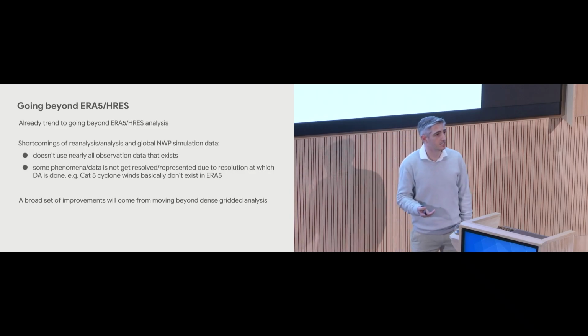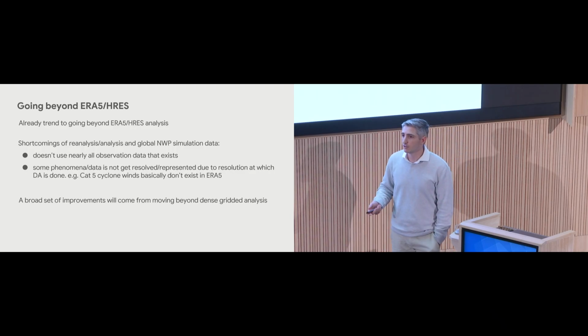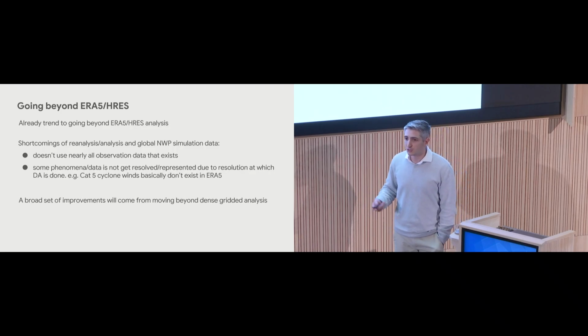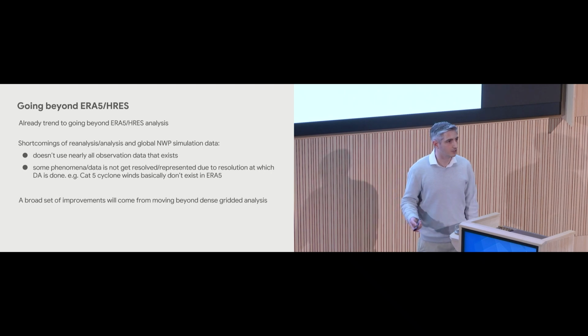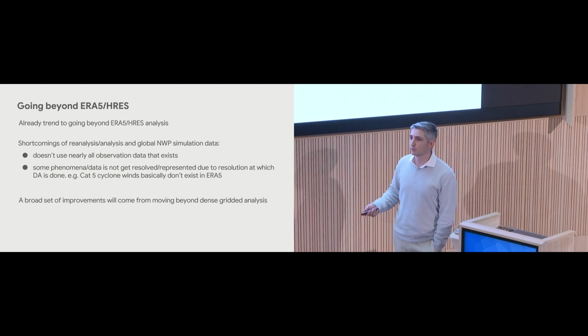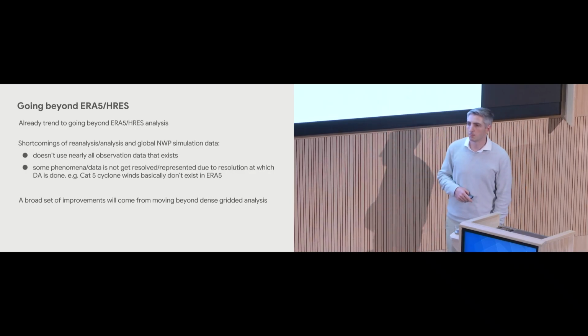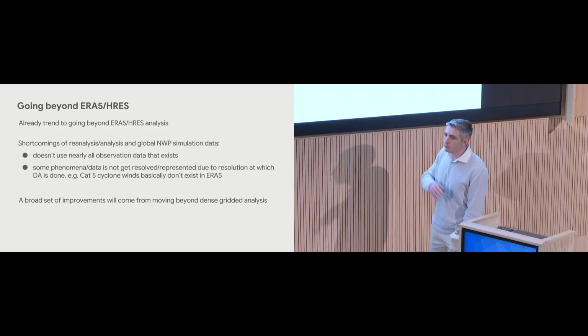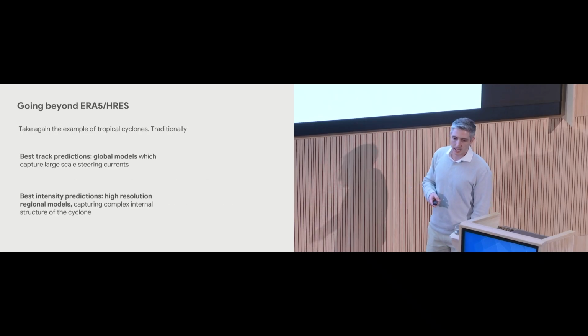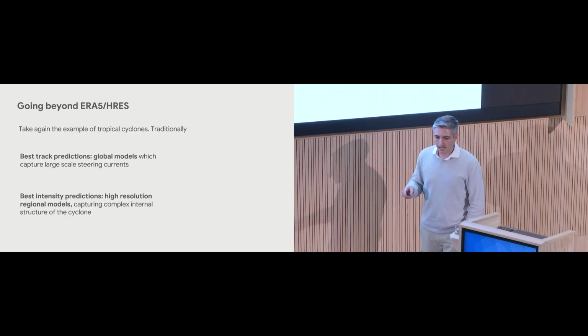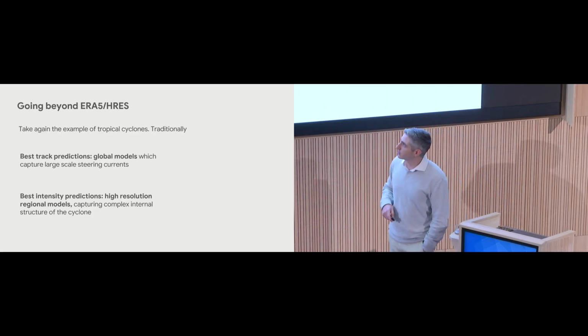So a good example of this is that if you looked in ERA5 for category 5 level cyclone winds, you're just not going to find them. They aren't there. And so no surprise, a model that is trained on that analysis doesn't learn to resolve that kind of intense cyclone in its prediction. So we can expect a broad set of improvements from moving beyond dense gridded analysis in general. And I think, let's go back to the cyclone example as a really good case study.